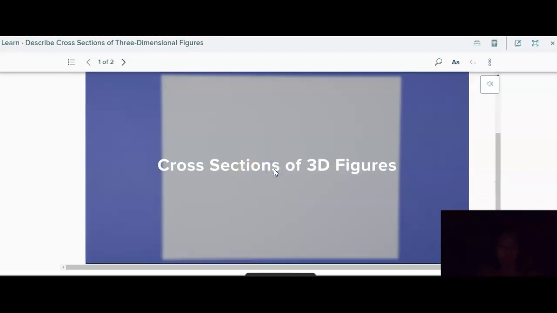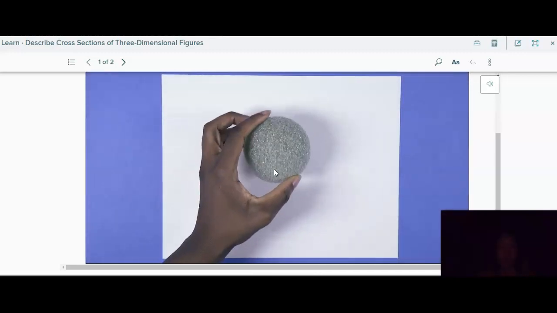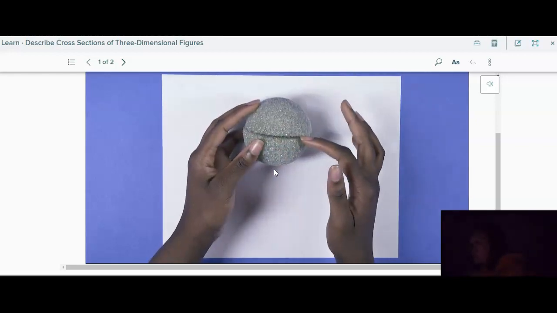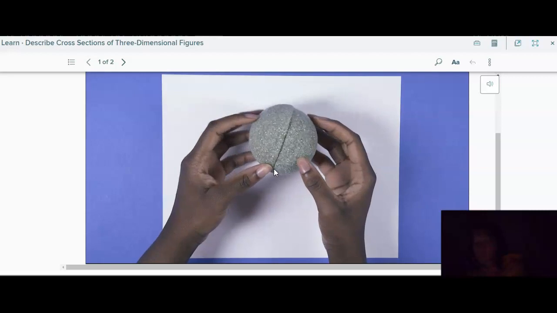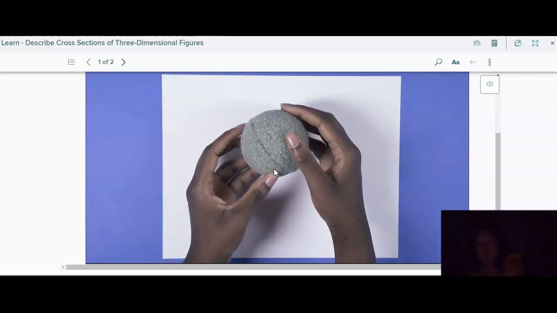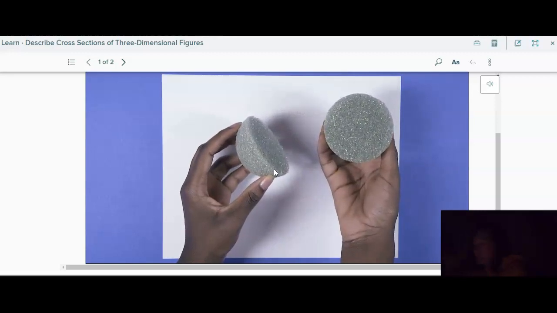Cross-sections of 3D figures. Describe the two-dimensional shape resulting from a cross-section of a sphere. Make a slice through the sphere. This is called a cross-section. The sphere may be sliced horizontally, vertically, or diagonally. The two-dimensional shape resulting from the cross-section of the sphere is a circle.